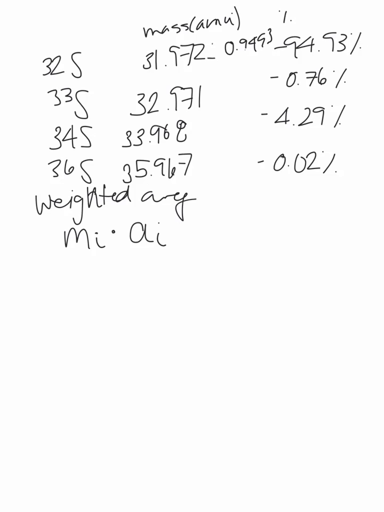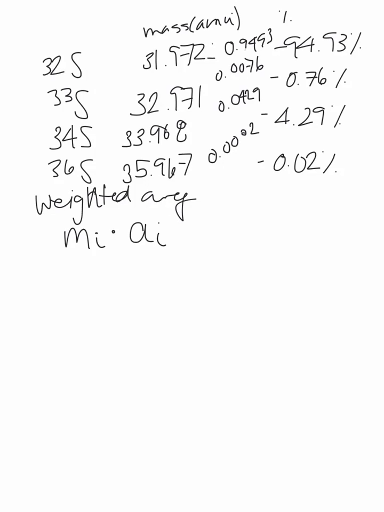so 0.9493 for 32S, 0.0076 for 33S, 0.0429 for 34S, and then 0.0002 for 36S.